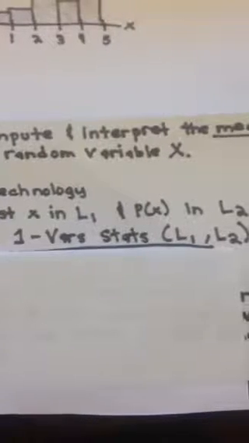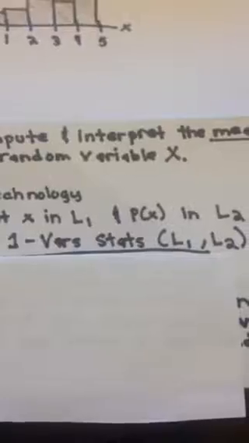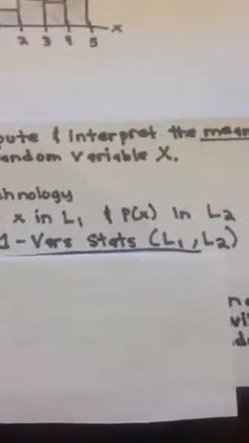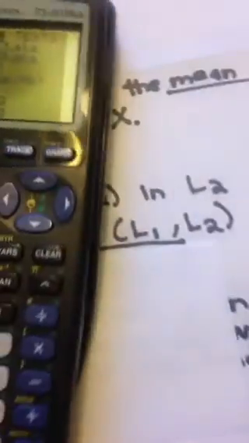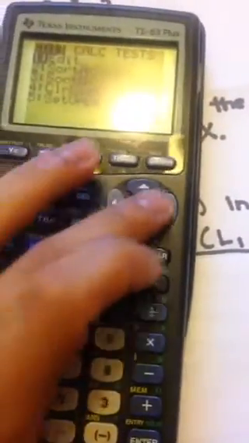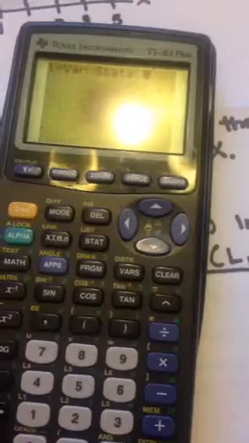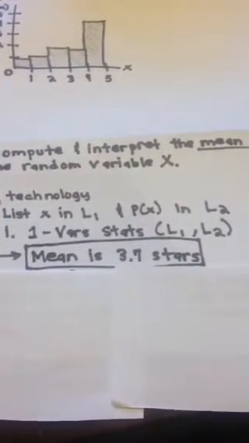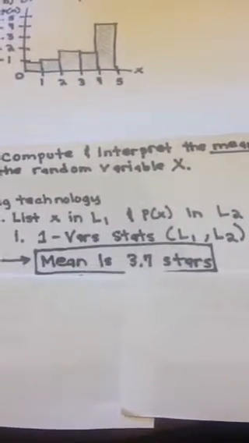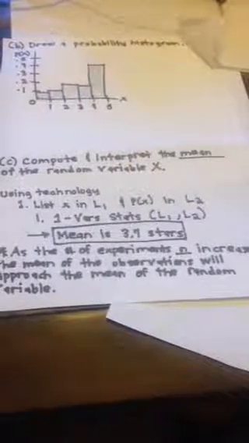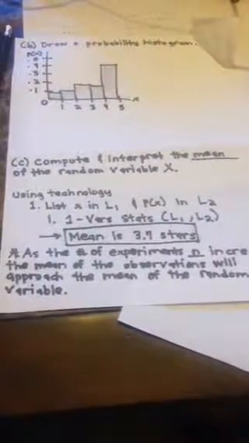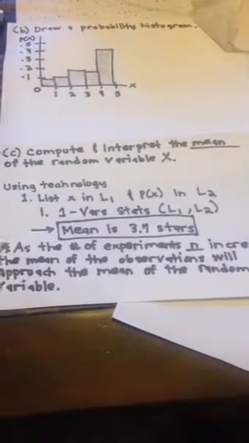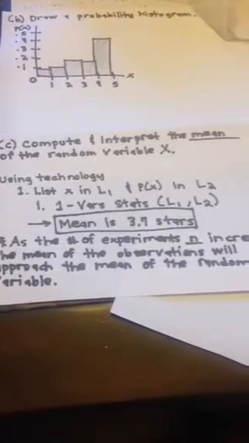With a list in our calculator, we're going to use this equation: one variable stats, parentheses, list 1, comma, list 2, close parentheses. Now, how to find this is by clicking stat and calc. One variable stats, number 1. The answer, 3.7 stars as the mean. So what does this mean? As the number of experiments n increases, the mean of the observations will approach the mean of the random variable. Pretty much, it's what we learned in class when our professor was flipping the cup hundreds of times and seeing the values.